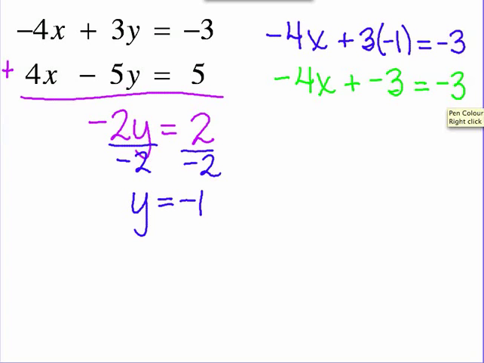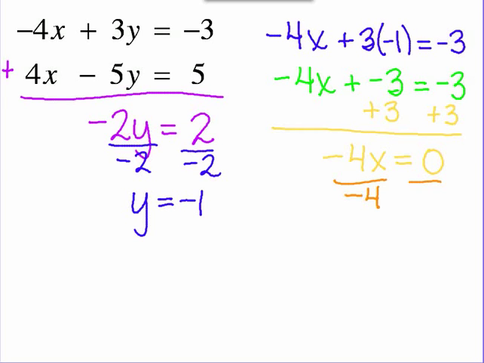What do you do now to solve for x? Add 3 to both sides. On the left side, you are left with negative 4x. On the right side, you have 0. Now, how do you solve for x? Divide by negative 4. Now, what is 0 divided by negative 4? 0. So my answer, remember, once again, it needs to be as an ordered pair. What is my ordered pair going to be? 0, negative 1.